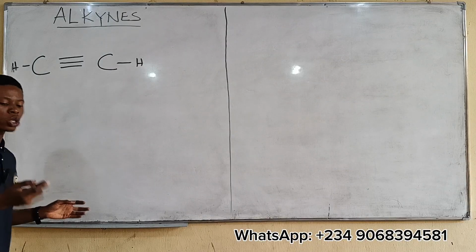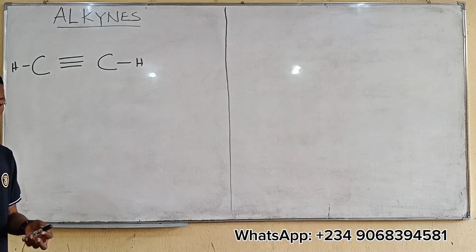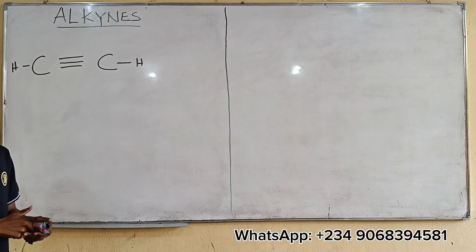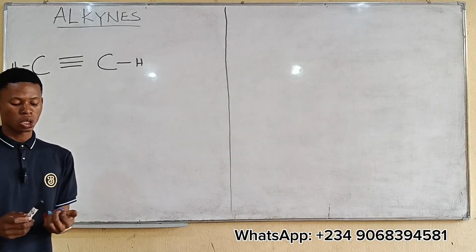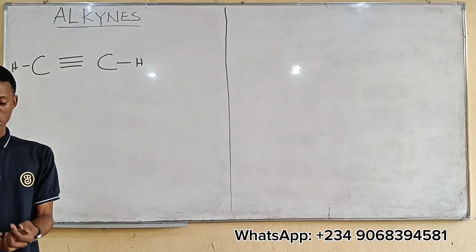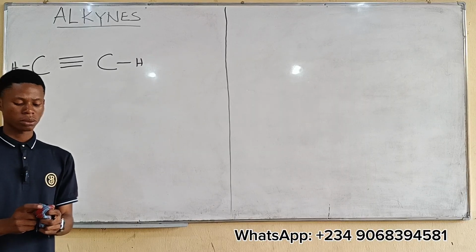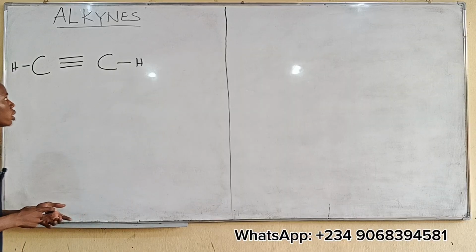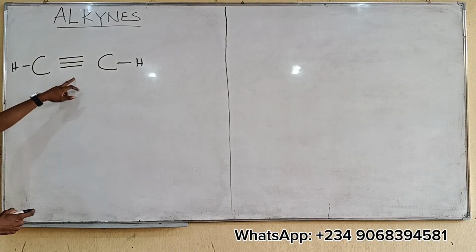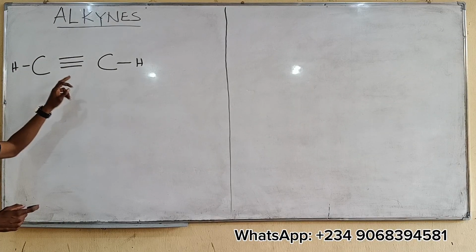So an alkyne is unsaturated. The ones that are saturated are the ones that have only single bonds throughout. So the presence of either a double bond or a triple bond makes it unsaturated. So alkynes are unsaturated because of the presence of the triple bond.